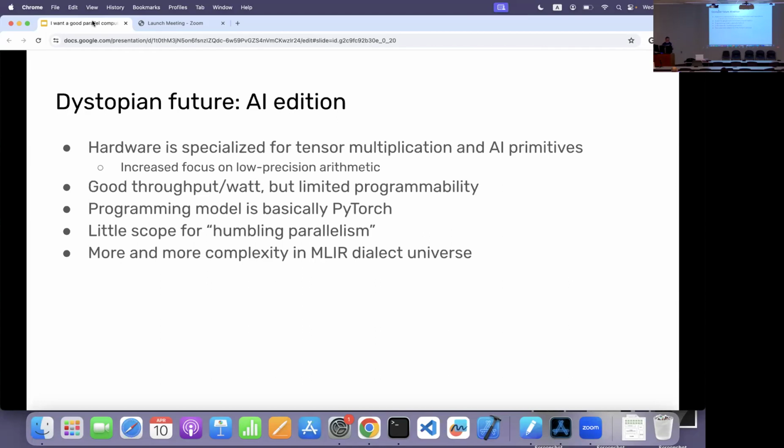I won't go through every point on these slides, but this really speaks to different visions of what we might get. There are dystopian visions, and trust me, there will be a good vision as well. The dystopian vision that's AI flavored is that the hardware becomes more and more specialized to just doing tensor multiplication and nothing else, with a focus on lower precision, because it turns out that you really don't need 32-bit floats. You don't even need 16. It's unclear that you need 8.